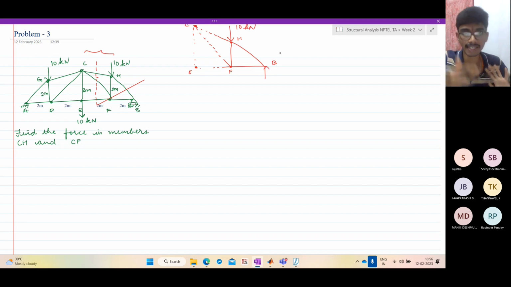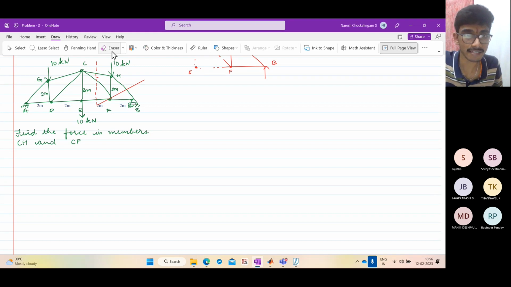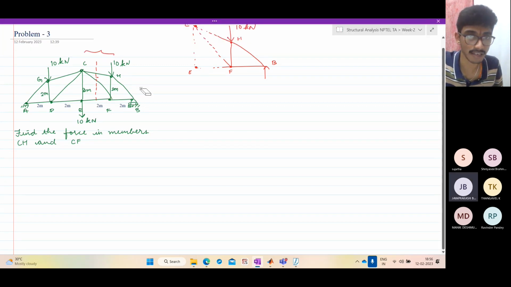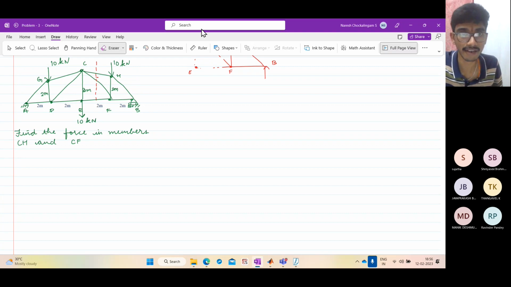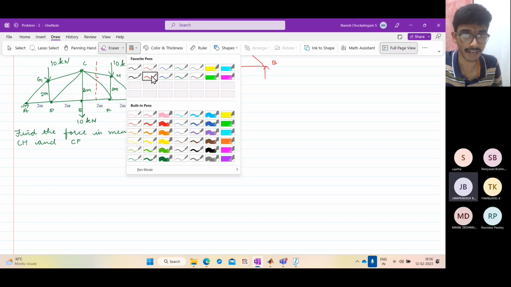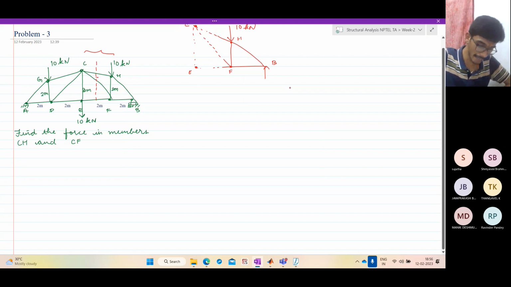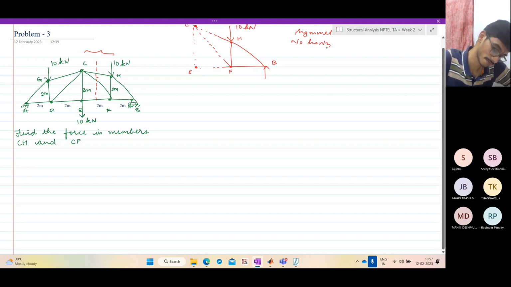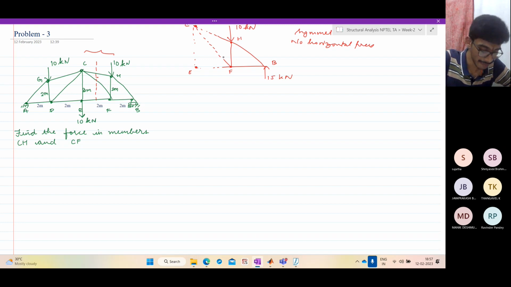Without getting into the equations of equilibrium, could anybody tell me what is the reaction? Quickly, just by inspection, because this is a special case. 15. Yes, good. 15. Why? Because the structure is symmetric. Symmetry. Yes, the structure is symmetric and there are no horizontal forces. So this is 15 kilonewtons. Very good. Now let us solve it. It is very simple, right? So let us expose the tensile forces.